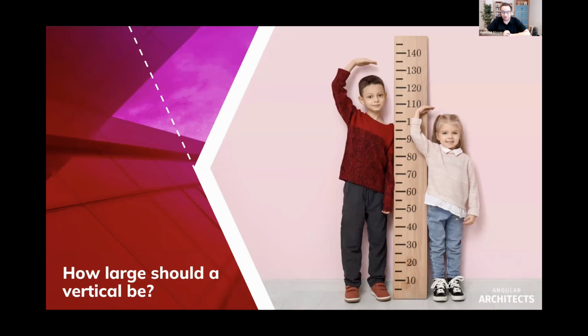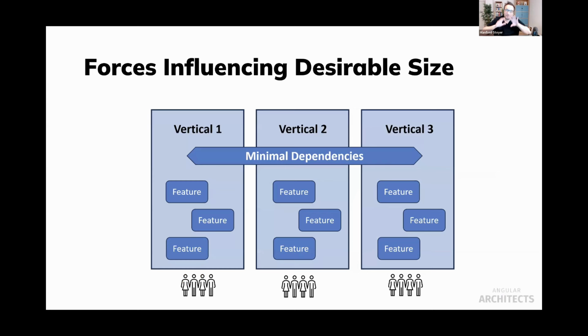Okay, so let's get started with the first question. How large should a vertical be? And funnily, this question cannot definitely be answered, but there are some forces that influence the desirable size of your verticals. For instance, the minimum size is influenced by correlating features you have, because somehow you want to place correlating features, features that need to know something from each other, into the same vertical, because the verticals should be decoupled from each other. And so it would be counterproductive if you had several features that need to know about each other in different verticals. So this for sure influences the minimum size.